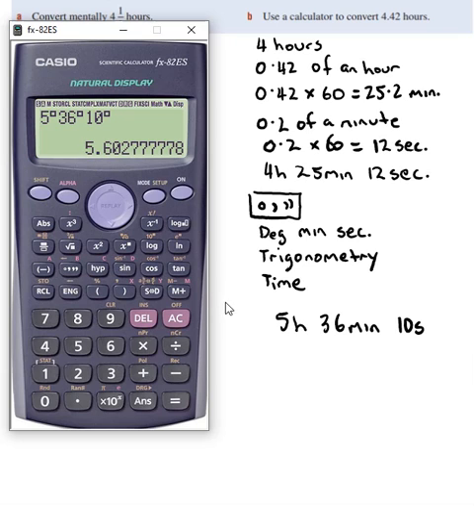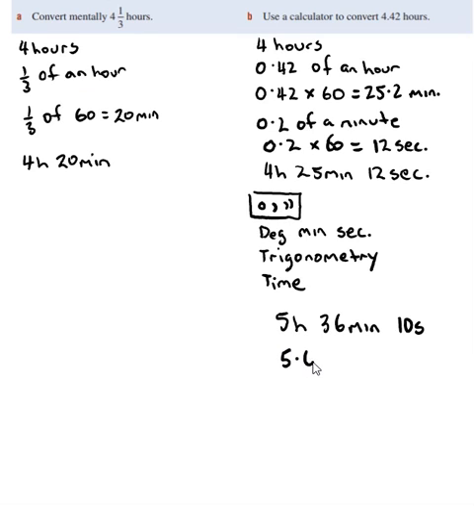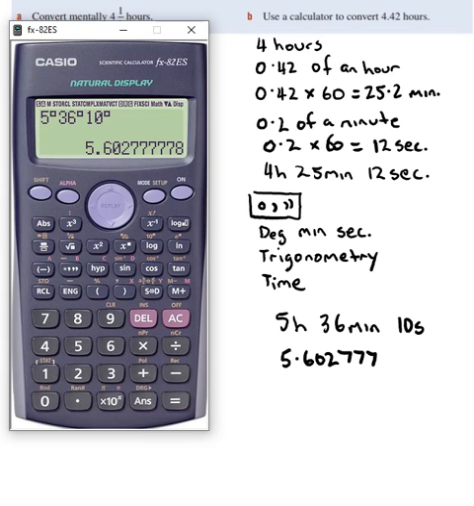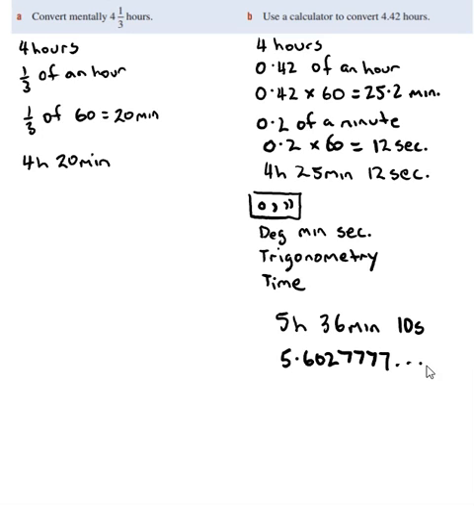Decimal version, which is 5.602, and a lot of sevens. It continues on like that. So that shows you can convert one way or another, from decimal time to hours, minutes, seconds using your calculator.